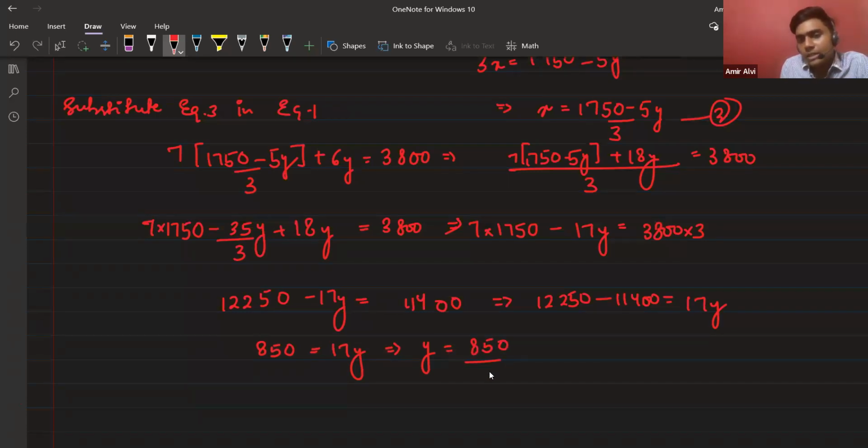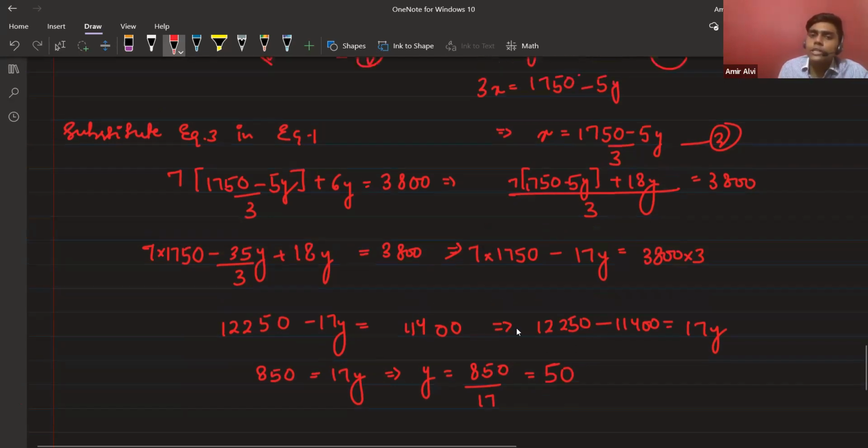So y will be 850 by 17. 17 is equal to 50. Yes, 50. So which means that basically the value of the cost of ball is 50 rupees. Now tell me, Rehan, if we got the value of y, can I substitute this value in this?